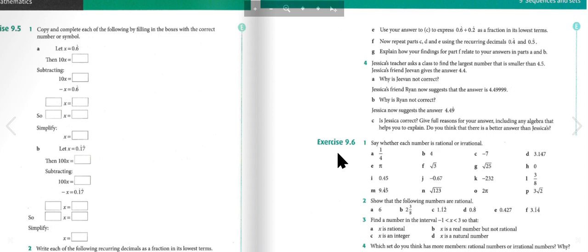Exercise 9.6. Question 1. Say whether each number is rational or irrational. So the first 4 numbers are rational. The next 2 numbers here are irrational. The next 7 numbers, 1, 2, 3, 4, 5, 6, 7, from G to M are rational again. And the final 3 numbers are irrational.